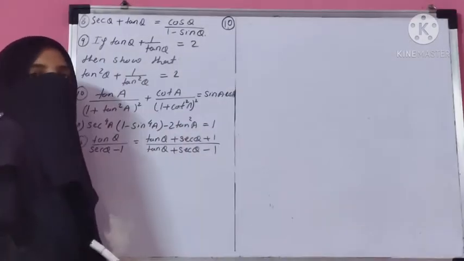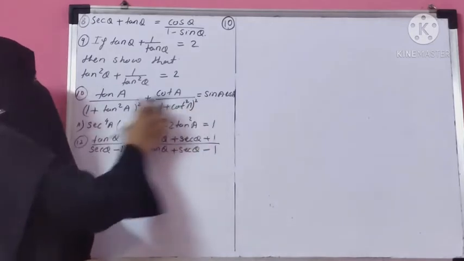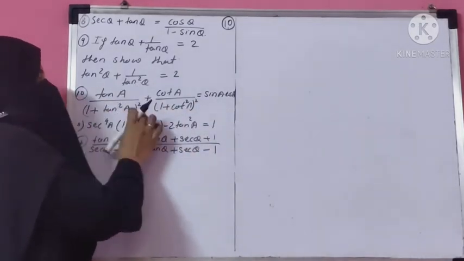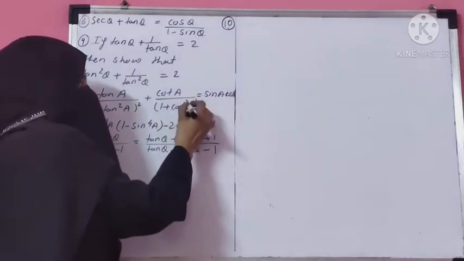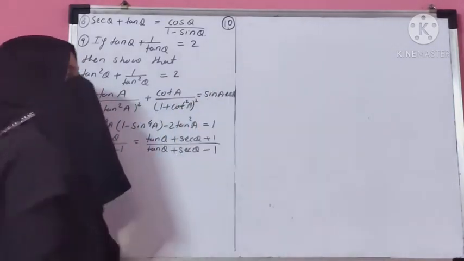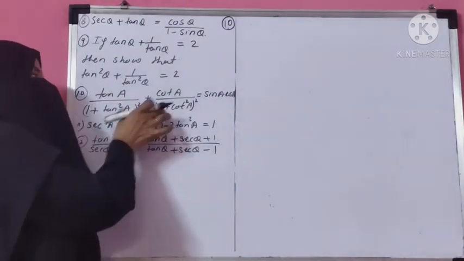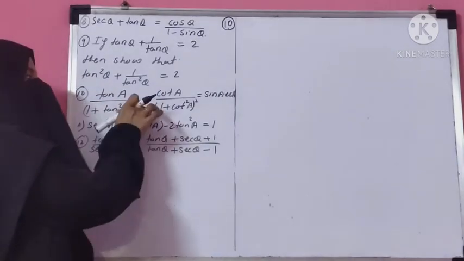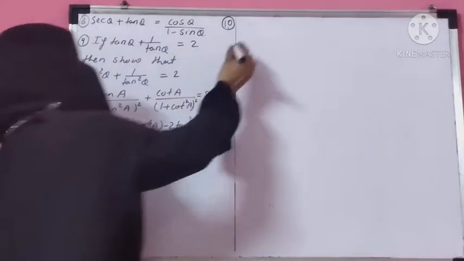Okay. Next is question number 10. In question number 10, we have to prove here tan a upon 1 plus tan square a whole bracket square plus cot a upon 1 plus cot square a whole bracket square is equal to sin a into cos a. Again we have to prove here left hand side part is equal to right hand side part. To prove this, again we consider left hand side.